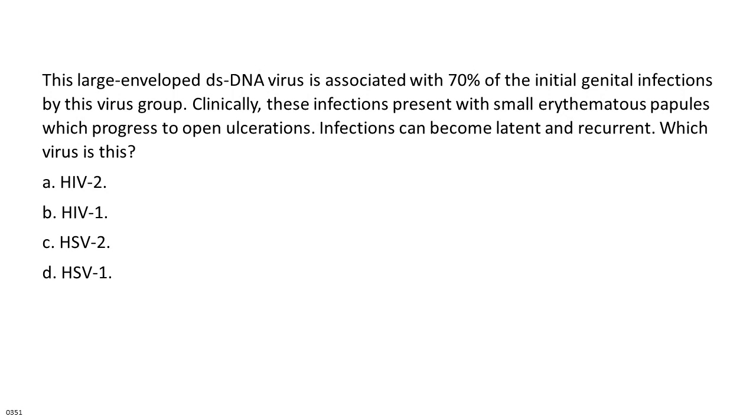This large enveloped dsDNA virus is associated with 70% of the initial genital infections by this virus group. Clinically, these infections present with small erythematous papules which progress to open ulcerations. Infections can become latent and recurrent. Which virus is this? A. HIV-2. B. HIV-1. C. HSV-2. D. HSV-1.